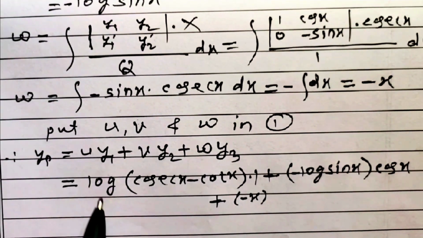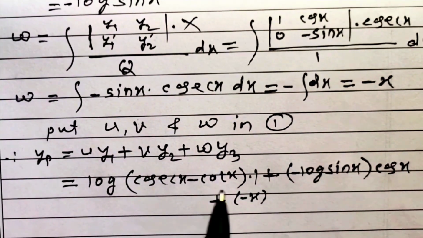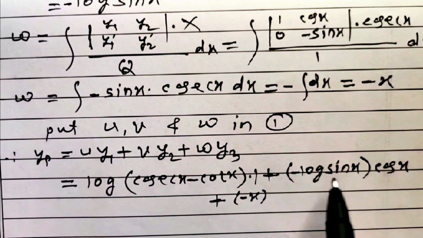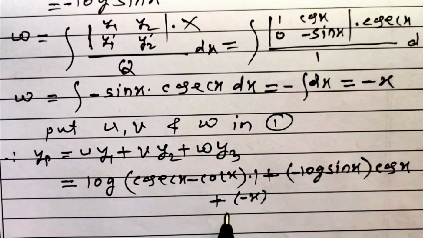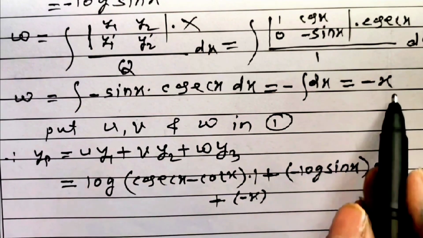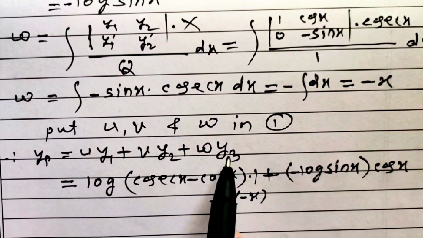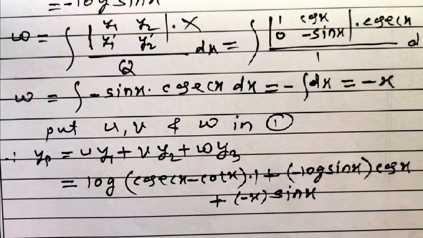u is logarithm of cosec x minus cot x, into 1, plus v is minus log sin x, into y2. But you know y2 is cos x, plus w is minus x, into y3. y3 is sin x. This is yp.